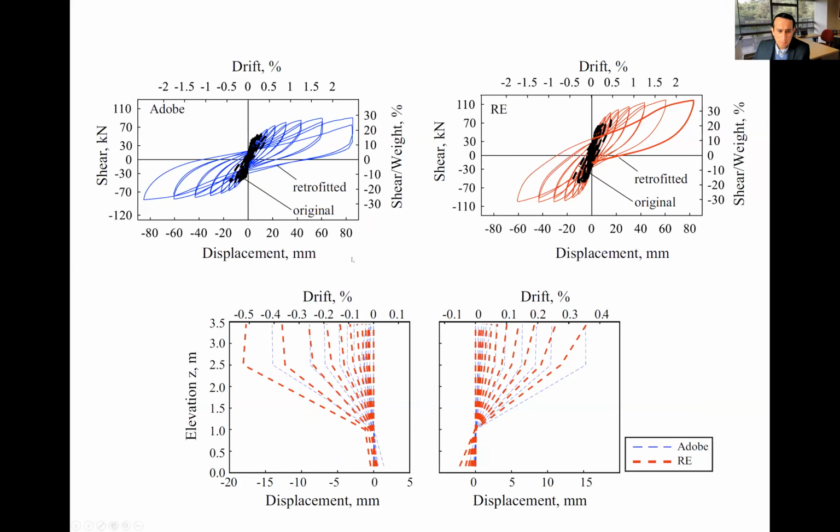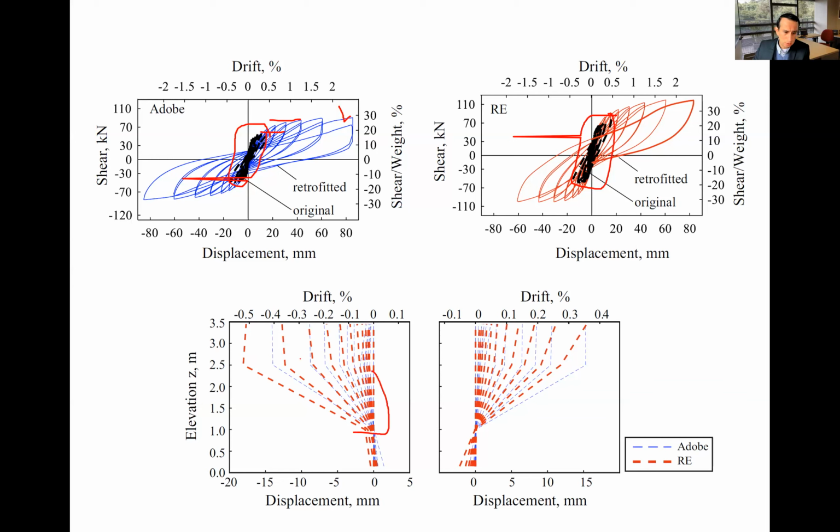We see here the big differences in behavior between the two cases, the case without retrofitting, the original one, which is this one, and then the retrofitted one. You see a lot of increase, especially in the deformation capacity of the wall, and also some increase in the strength. But the most important one is the deformation capacity. Also for adobe walls, you see here hysteresis cycles that are fatter, and they also go to larger displacements. In this case, you can see the profile of displacements along the wall.